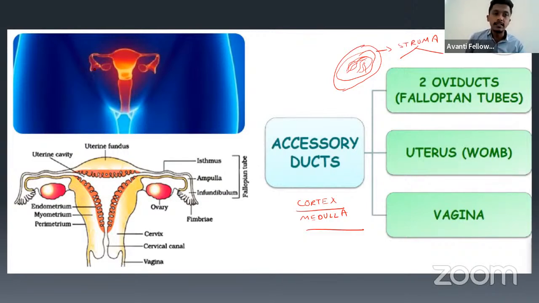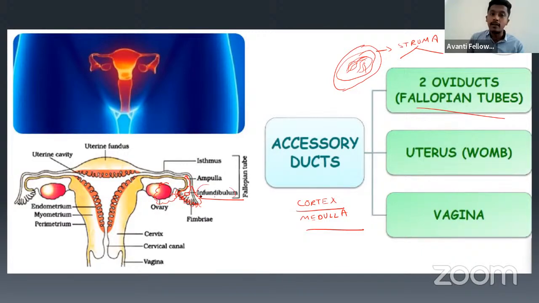Now, coming to the duct system of the female reproductive system, we have two fallopian tubes or fallopian ducts. The fallopian tube has three important regions. The conical portion or the wide region, which has finger-like projections, is called the infundibulum. The finger-like projections present in the infundibulum are called fimbriae. They go and attach to the ovary during ovulation and collect the ova. So the ova is collected in the infundibulum, and the ova travels down to the ampulla.